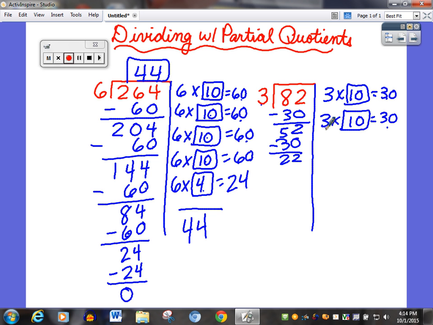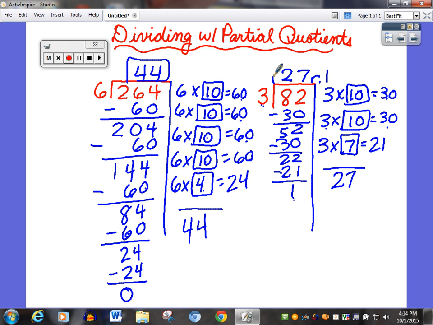So I still cannot do another 30. So I'm going to count by threes, and I know I can go all the way up to 3 times 7 equals 21. If I take out my 21, I have 1 left over. And this remainder is smaller than my divisor, so I know I'm finished. I'm going to add my partial quotients: 10, 20, 27. So my answer is 27 with a remainder of 1.